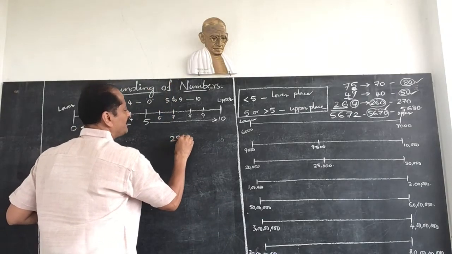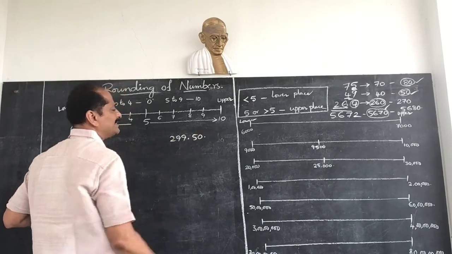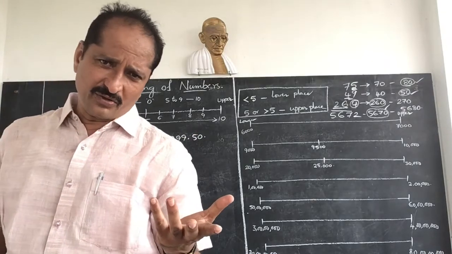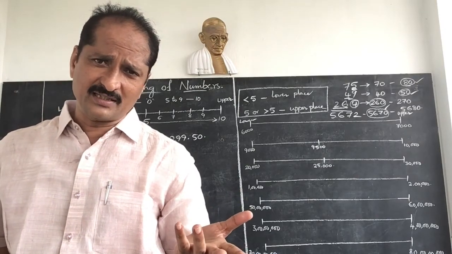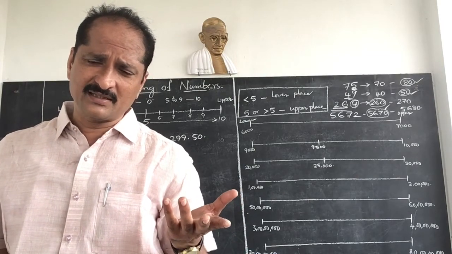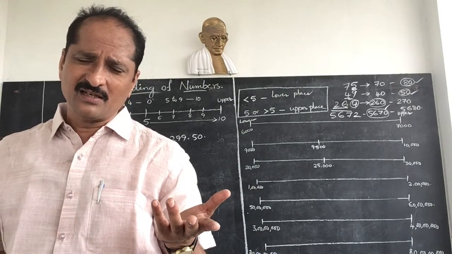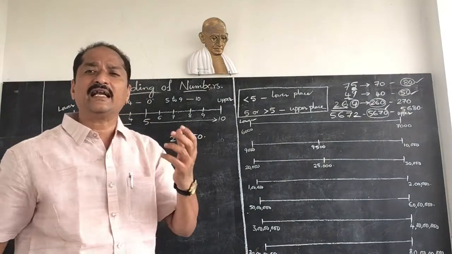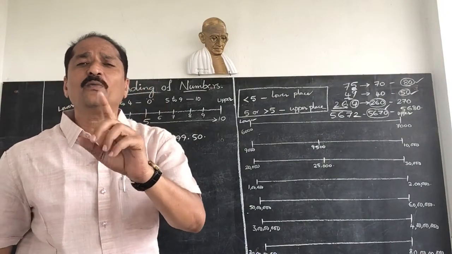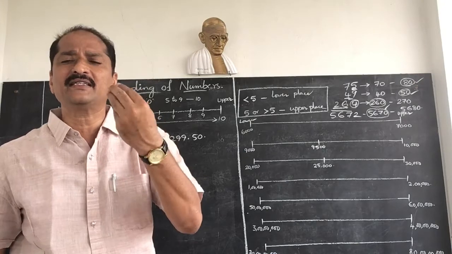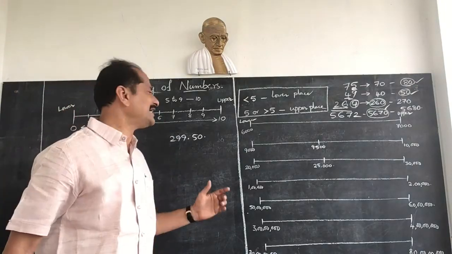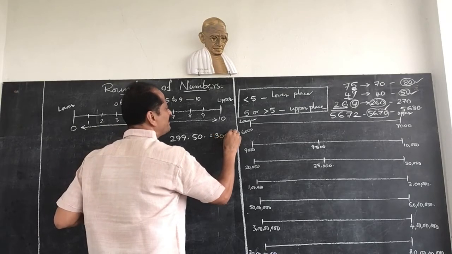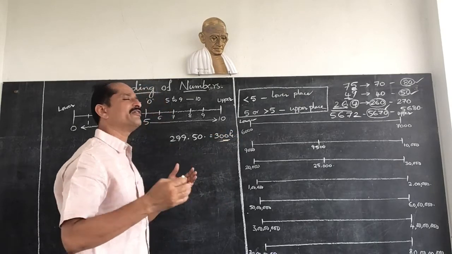299 rupees 50 paisa will be there, and this number is nearer to 300. Are you using 50 paise nowadays? 10 paise, 20 paise, 50 paise, 1 rupee, are you using them? So that is a negligible amount. Comparing to 299 rupees, 1 rupee or 50 paisa is negligible. So that should be rounded to 300 rupees. That means we will simply give him 300 rupees and come out.